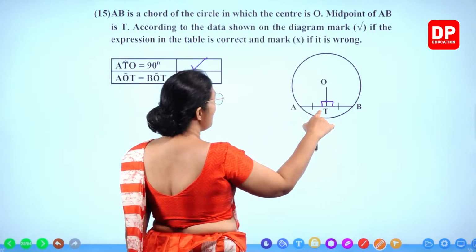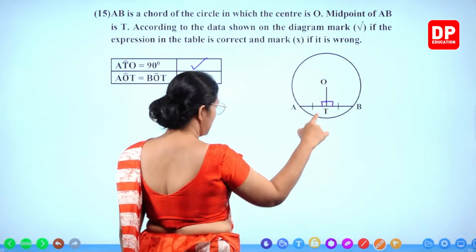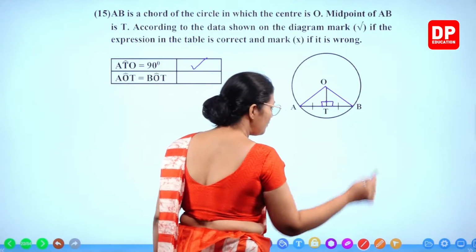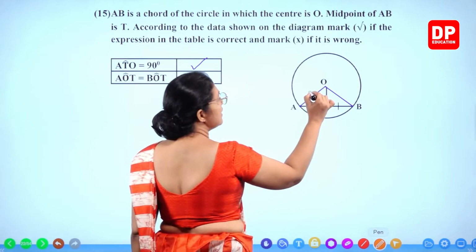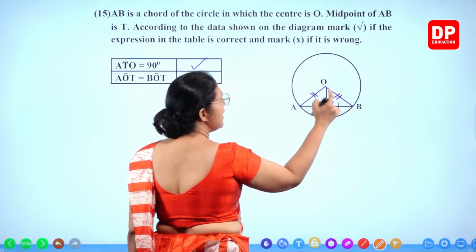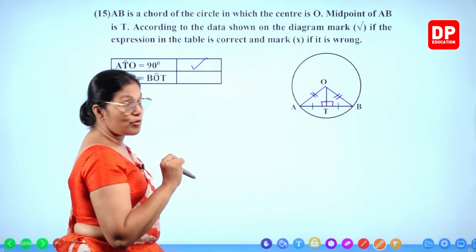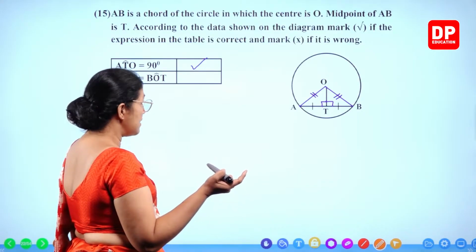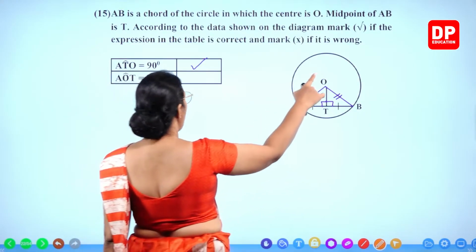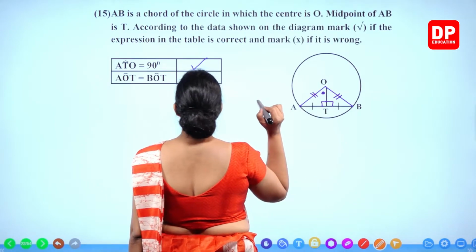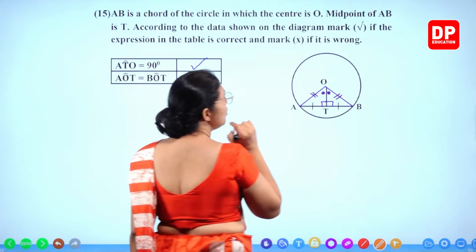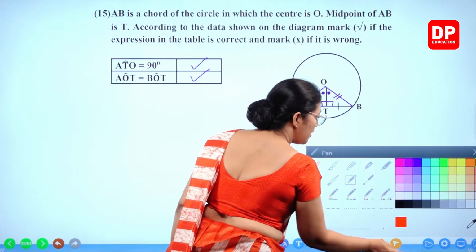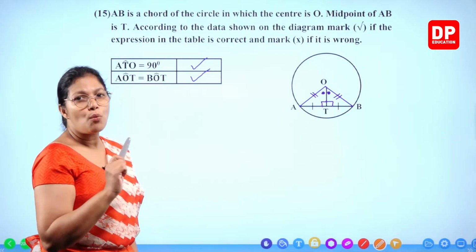Angle AOT and angle BOT are equal. What do you think about that? So you have to connect these two. We can see that this length is equal to this length and these two are congruent triangles, ATO and OTB. Because of that, angle AOT is equal to BOT. So that's also correct. So you get 2 marks if you put both correct. If one is wrong, you get 1 mark.